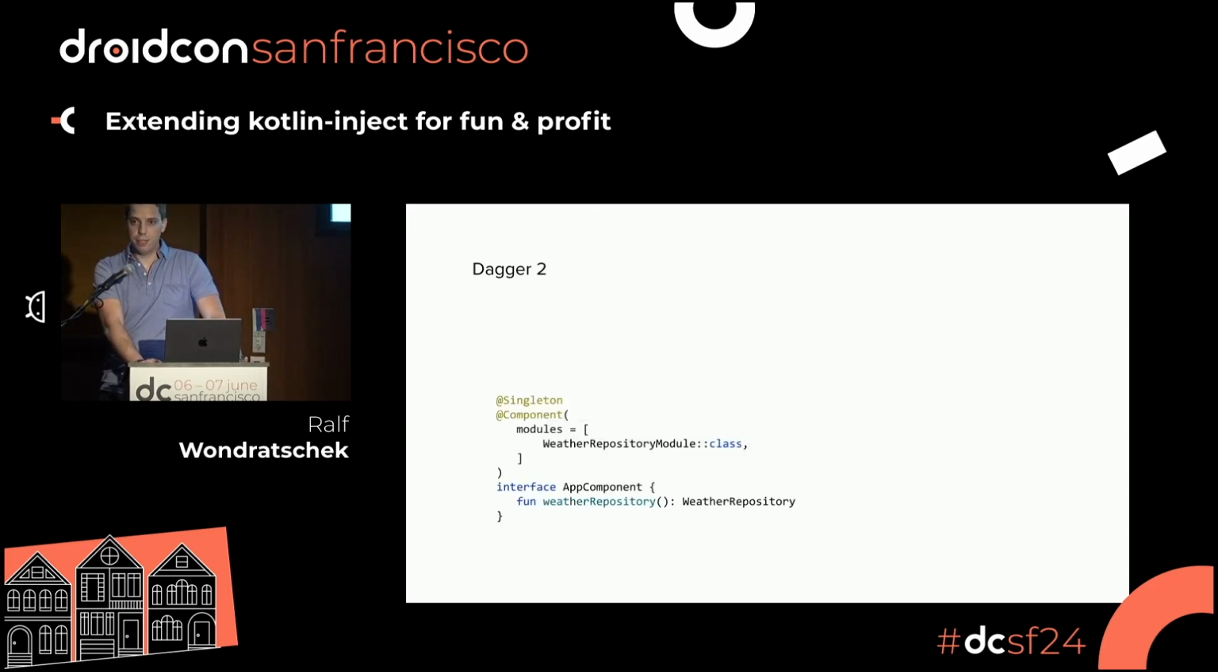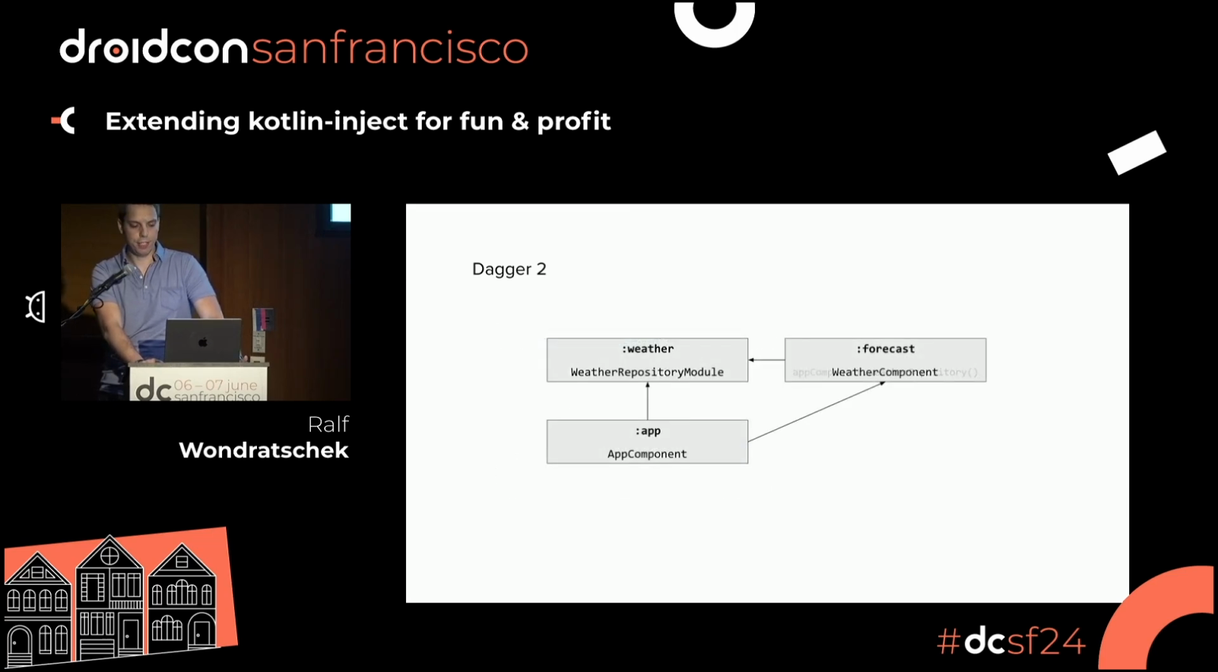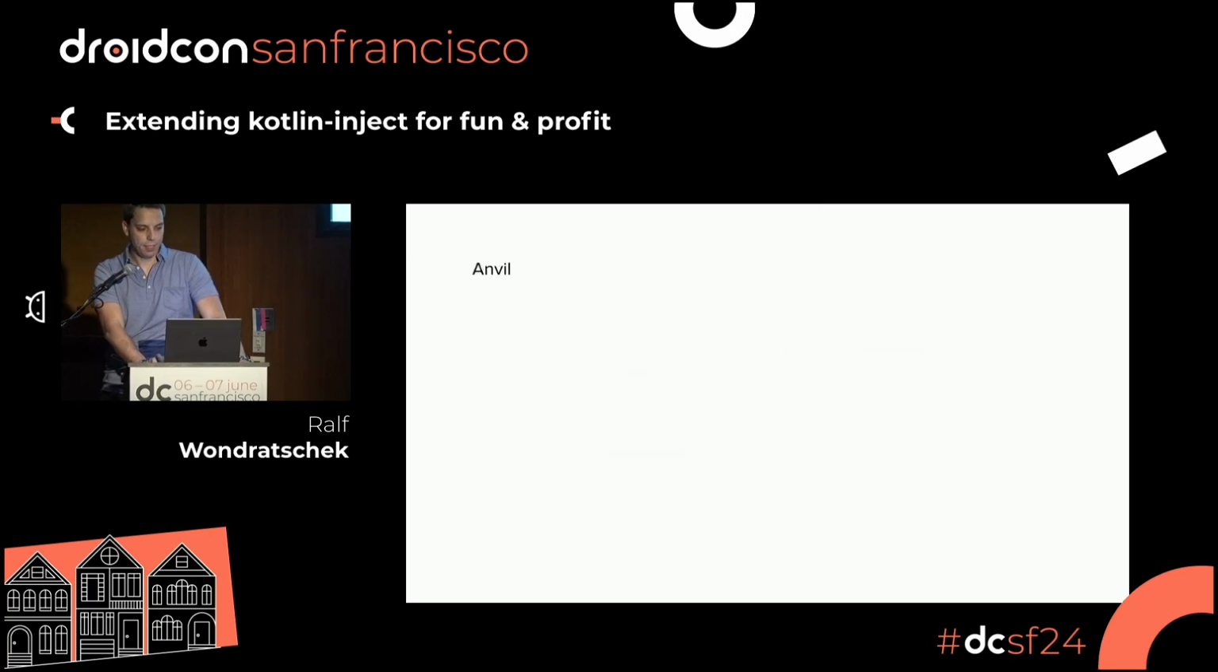To solve this in a multi-module environment, it's actually fairly simple. What we can do is extract this function into a separate interface, and then make our app component implement this interface. And then we can move this interface into our forecast module. And that's how we break the circular dependency and can scale Dagger through multiple modules. That's the basic setup for Dagger 2 and the most important thing, I guess, that you should understand.